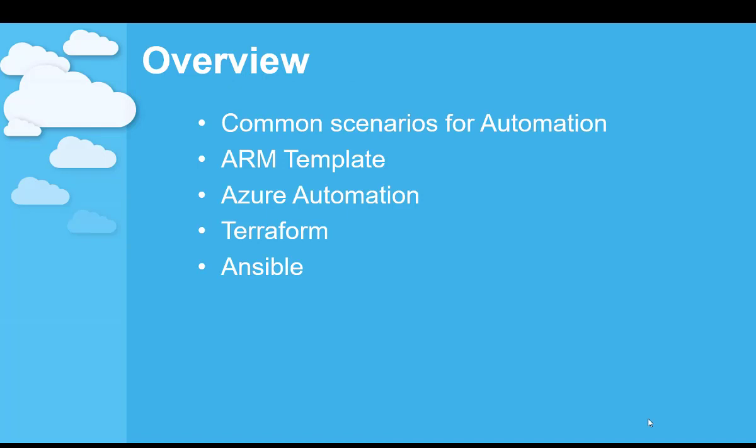So let's start with the overview. In the beginning, I will discuss some common scenarios for automation. Then I will move to the ARM templates. After that, we'll talk about the software as a service Azure Automation. We'll move later on to Terraform and we will finally discuss Ansible.